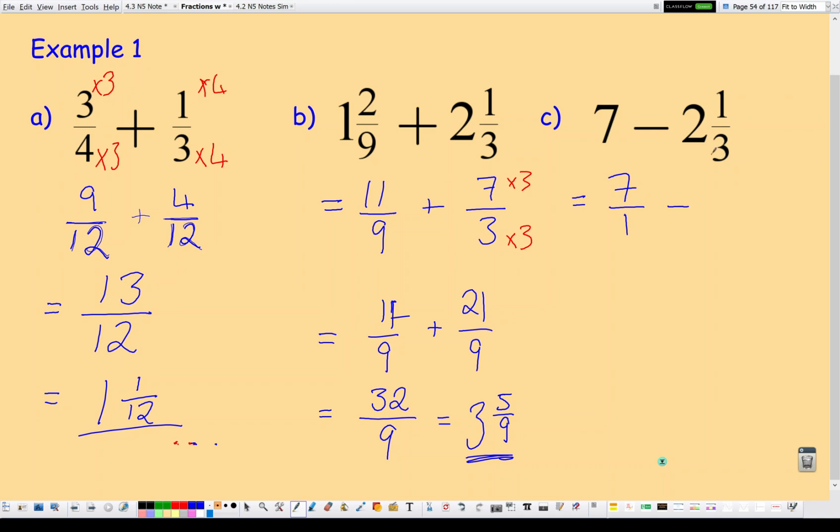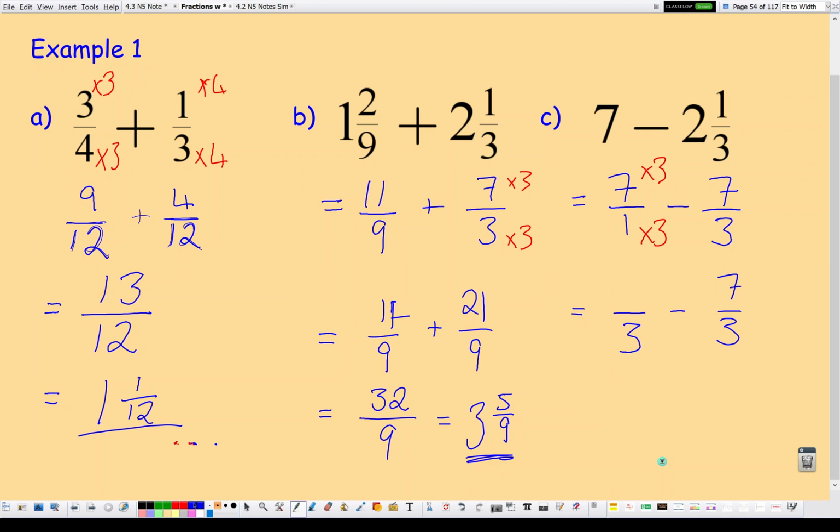And now we are going to change this into an improper top-heavy fraction. We know that it's the same one as before, so 3 times 2 is 6, add 1 is 7. So it's 7 over 1 minus 7 over 3. Now we're in the situation where, again, all I'm trying to do is get the denominators to match. So the next number that both of these will go into is 3. So actually the second one in this case doesn't have to change at all, but the first one I am going to have to multiply by 3 on the top and the bottom.